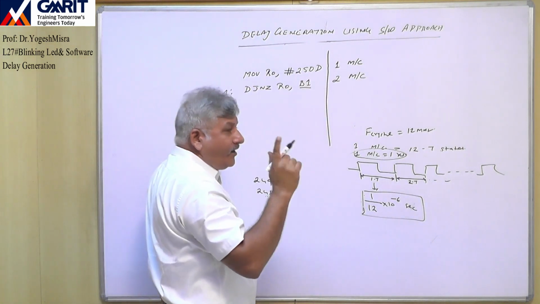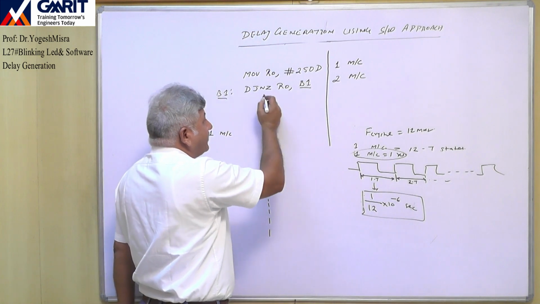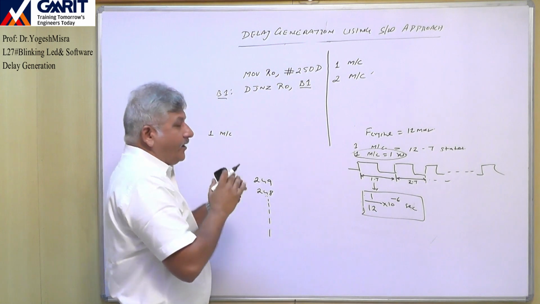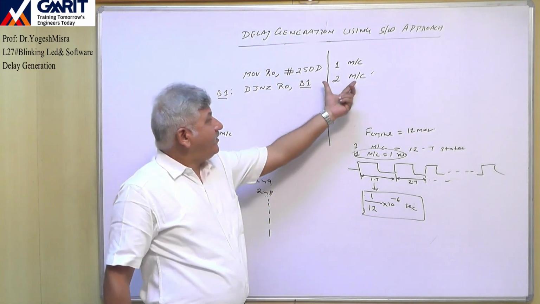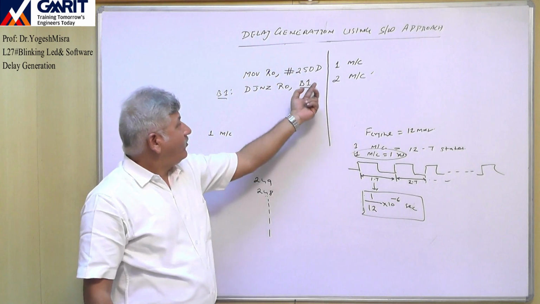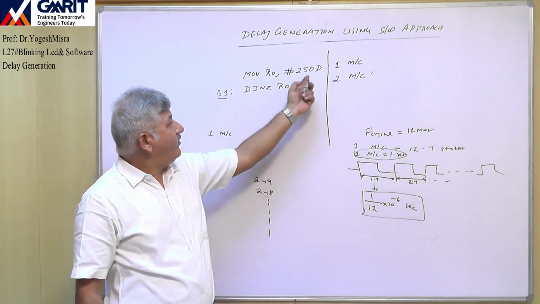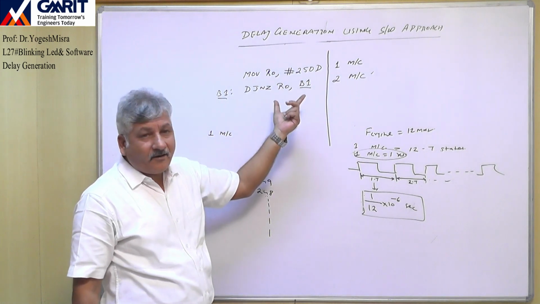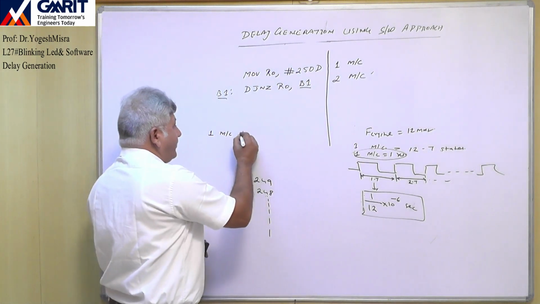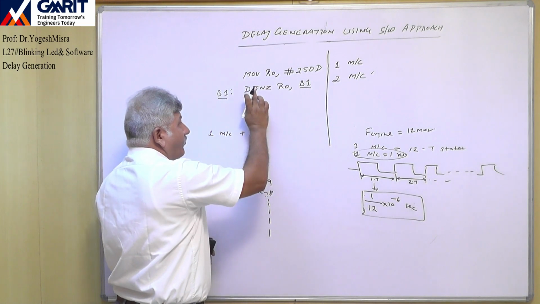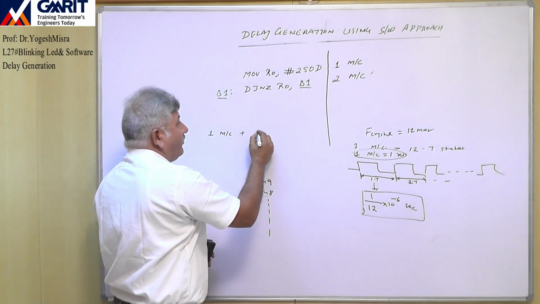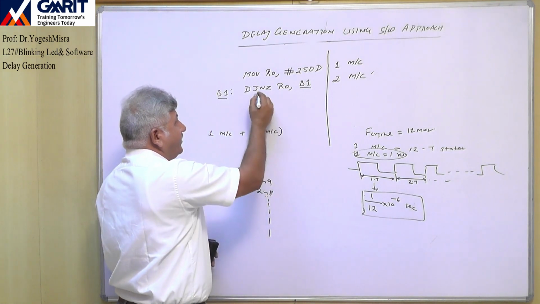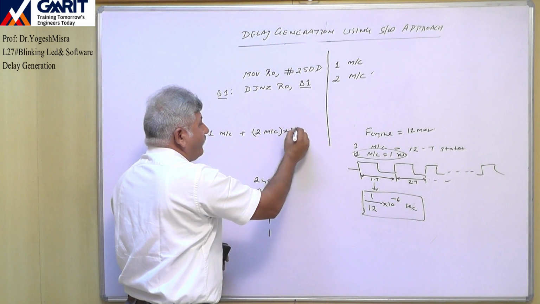And for one execution of this instruction, the controller requires 2 machine cycles. So in total, how many machine cycles will the controller require to completely make R0 zero with this instruction? For one execution of DJNZ R0, the controller requires 2 machine cycles, and this instruction is executed 250 times.